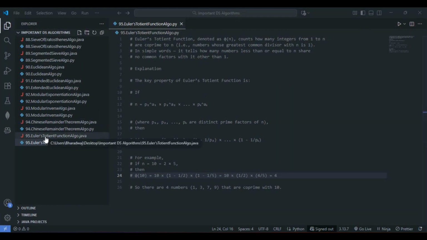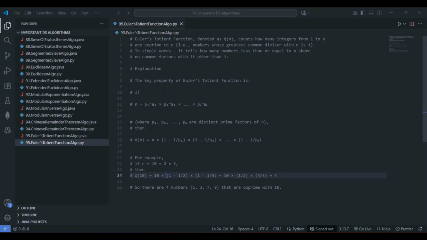Hello everyone. Previously we had discussed the Chinese remainder theorem algorithm. Today let's discuss another interesting algorithm, named Euler's Totient function.